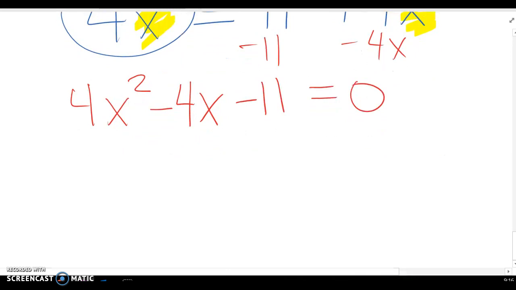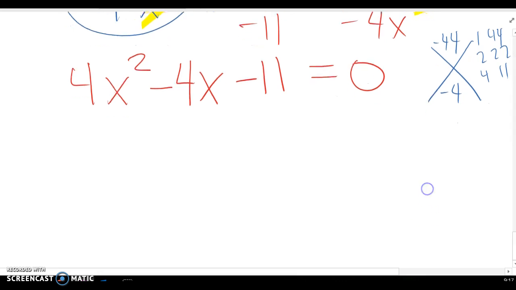So you could try to factor from here and see what two numbers multiply to give negative 44 and add to give negative 4. If we go through the factor pairs of 44, 1 times 44, 2 times 22, 4 times 11, do any of these have a difference of 4? No. So this is a problem where you would say this can't be factored, and up to this point you didn't have a strategy for solving. Now you do. Now you can use the quadratic formula.